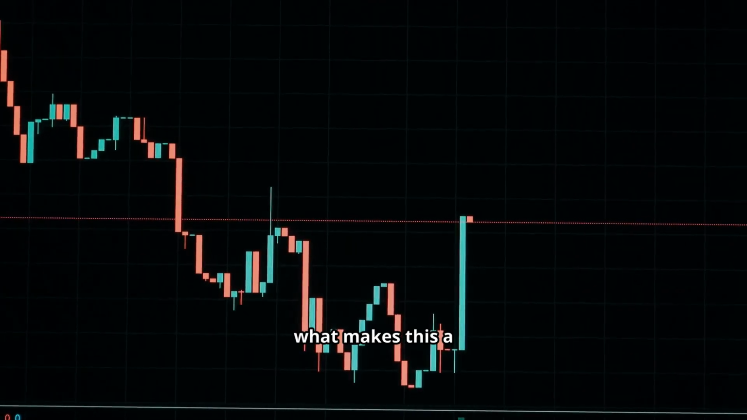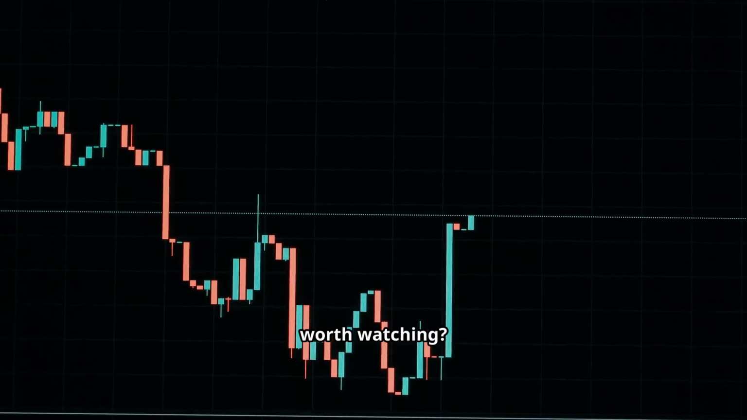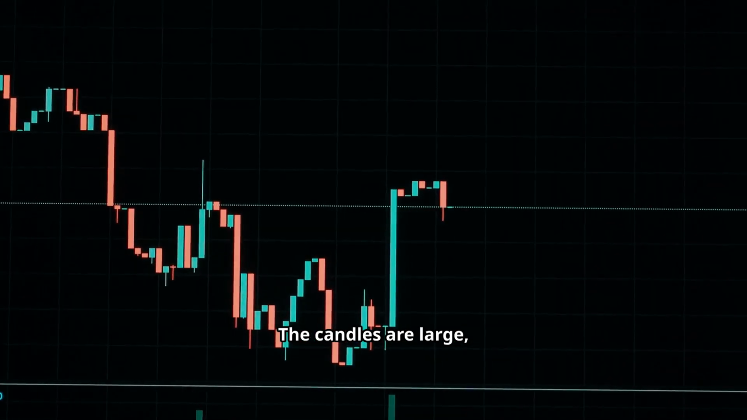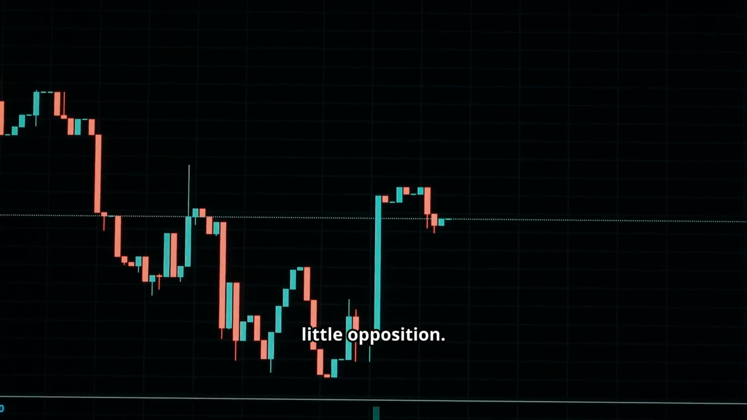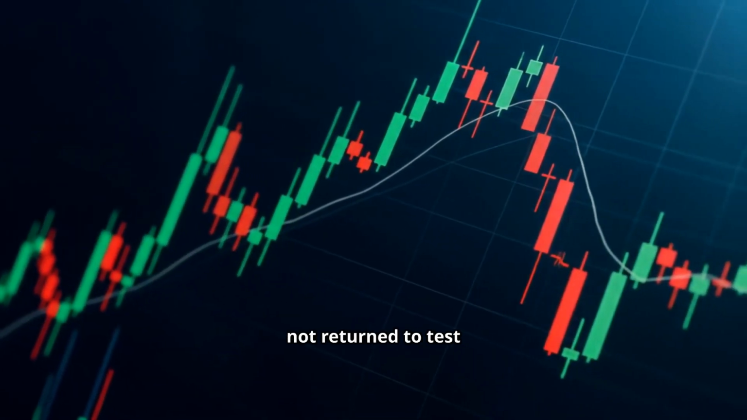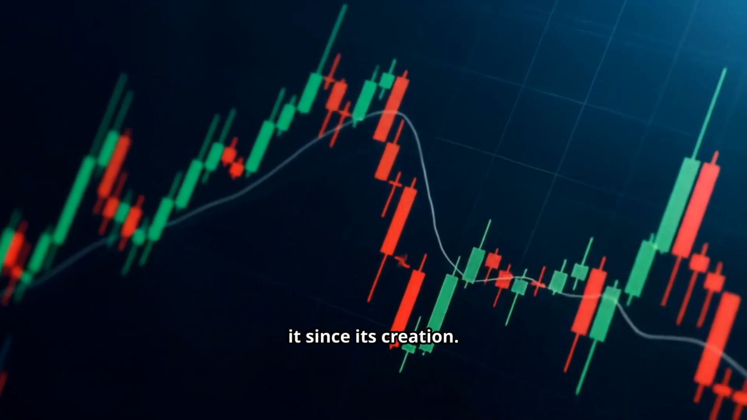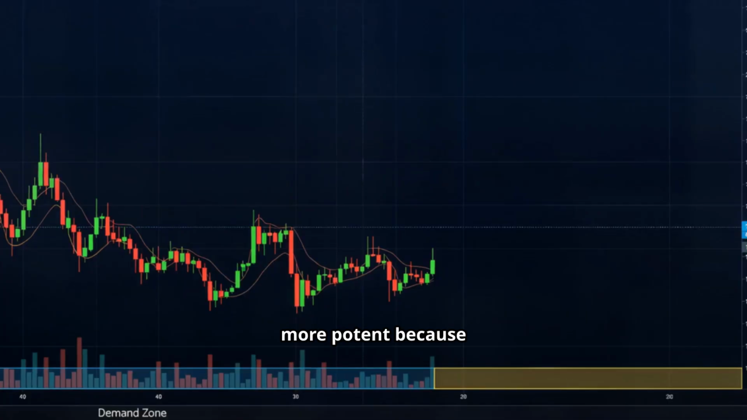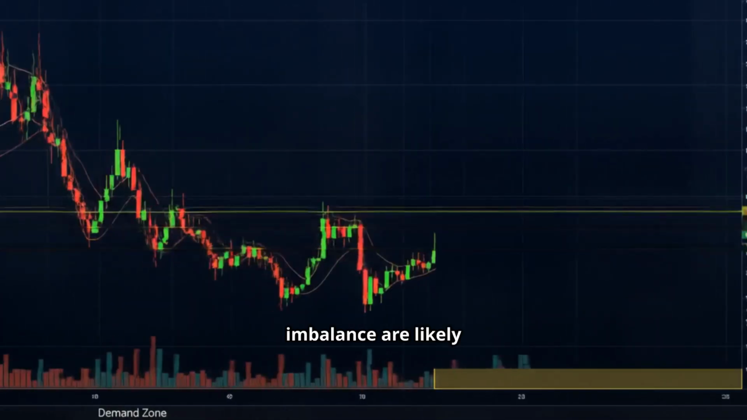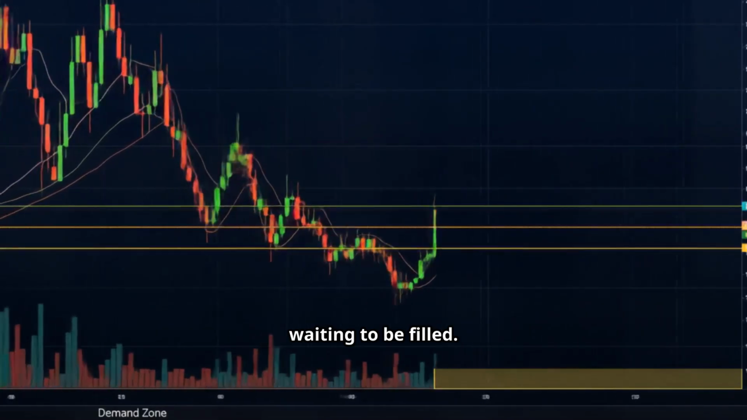Now, what makes this a high-quality zone worth watching? First, the strength of the move away is exceptional. The candles are large, impulsive, and show very little opposition. Second, this is a fresh zone, meaning price has not returned to test it since its creation. Fresh zones are far more potent because the unfilled buy orders that created the initial imbalance are likely still sitting there, waiting to be filled.